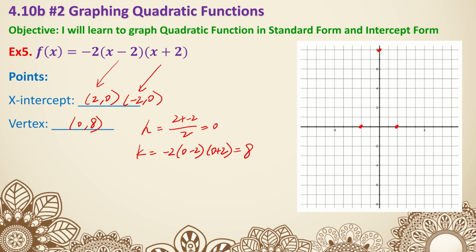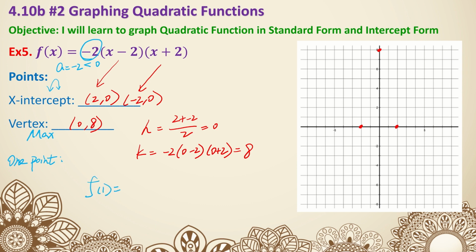Well, in this case, our a is right here. a is negative 2, which is less than 0. So now our graph is facing down. So that means our vertex is actually a maximum. The x-intercepts are also 2 away from the vertex. So we can find one extra point in between them. You can either do f of 1 or f of negative 1.